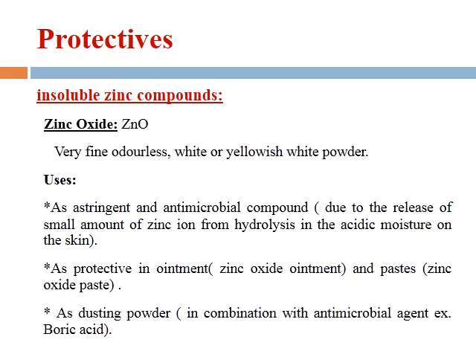The second compound is the insoluble zinc compounds, starting with zinc oxide. It is a very fine, odorless, white or yellowish-white powder. It is used as an astringent and antimicrobial compound due to the release of a small amount of zinc ion from hydrolysis in the acidic moisture on the skin. Also, it is protective in ointments, such as zinc oxide ointment, and as a dusting powder in combination with antimicrobial agents, for example boric acid.